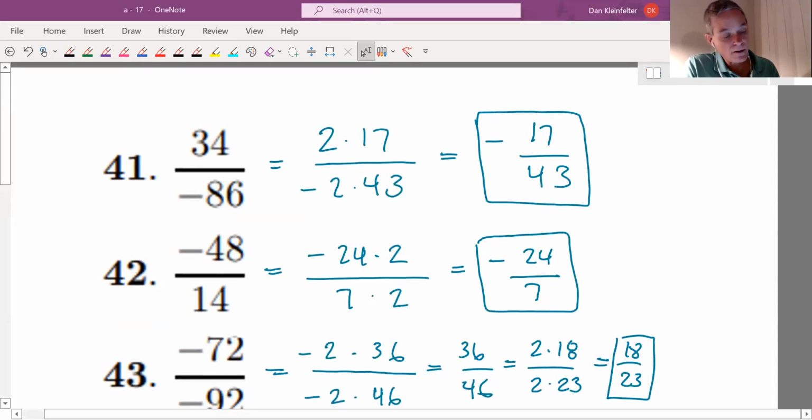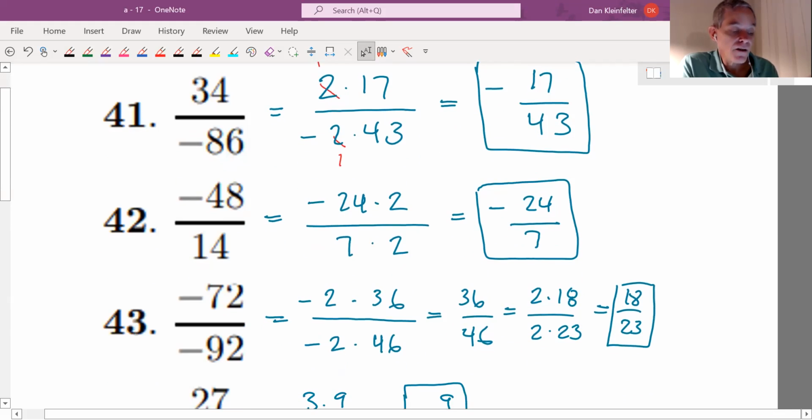For number 41, we had 34 divided by negative 86. So I factored 34 as 2 times 17, negative 86 as negative 2 times 43. So here, the 2's divided out, leaving us with negative 17 over 43. For number 42, we had negative 48 over 14. In this case, the numerator and denominator both had a common factor of 2, which we were able to divide out, and that left us with negative 24 over 7.